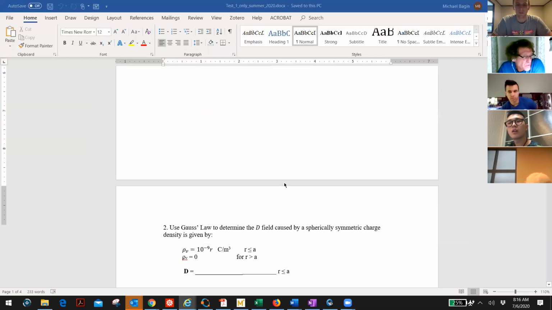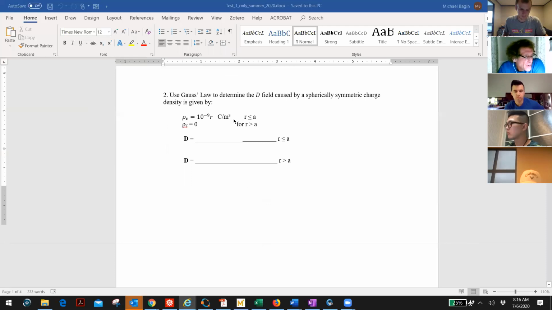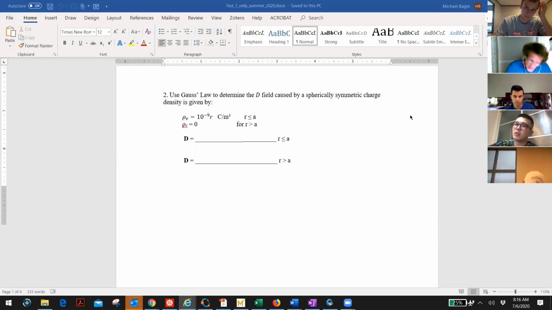That's the first problem. The second problem is the one that used Gauss's law to find the D field. This is actually a homework problem. The only thing I did is change rho V slightly. So I'll go to a document camera on this one. And first we have rho V equals 10 to the minus 9th R for R less than or equal to A and 0 else. And I'm going to share, I've got to get my document cam. But you have that, and I've written it down.